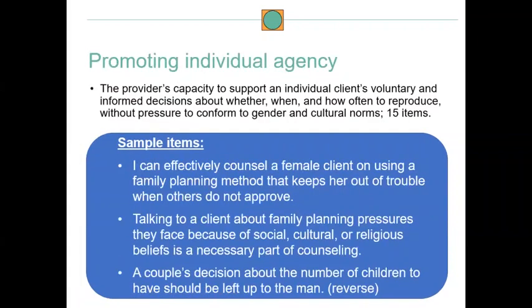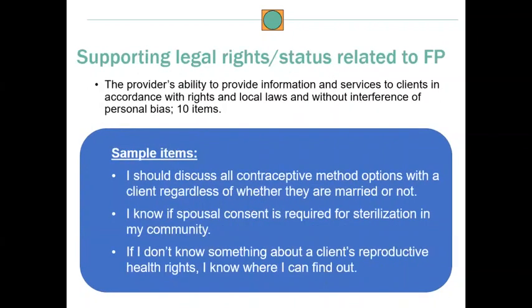It is difficult to separate my own cultural beliefs about men and women from how I counsel clients about family planning. In terms of promoting individual agency, some of our sample items from the revised tool include: I can effectively counsel a female client on using a family planning method that keeps her out of trouble when others do not approve. So again, getting at that same concept of needing to provide it in a discreet format. Talking to a client about family planning pressures they face, we read that one before. And a couple's decision about the number of children to have should be left up to the man. So this would be a reverse scored item in the individual agency module.